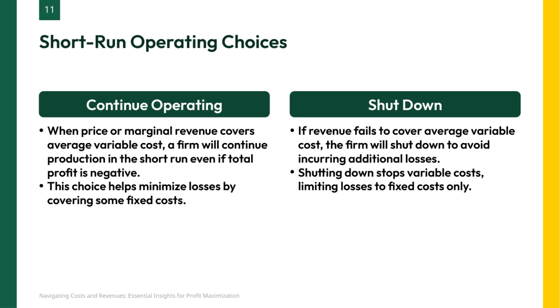On the right, if revenue fails to cover the average variable cost, the firm will choose to shut down. Shutting down stops all variable costs, so losses are limited to the fixed costs only. Essentially, the firm decides based on whether continuing production helps reduce losses or simply increases them. This comparison highlights the critical point that covering variable costs is the threshold for continuing operations in the short run.